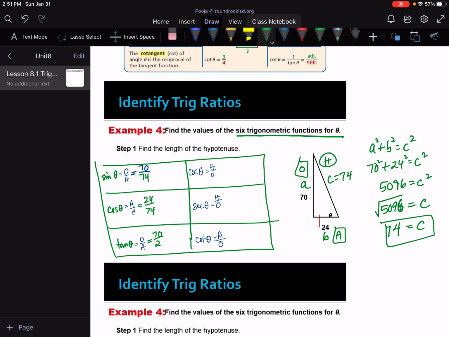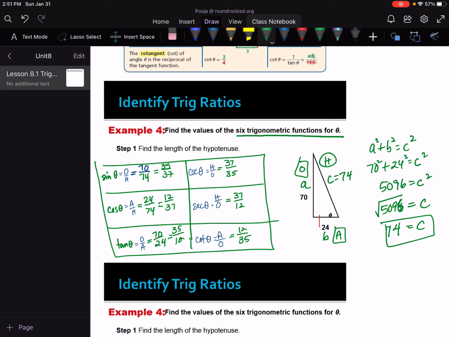70 over 24. And then we flip-flop them. However, before we do that, make sure this is simplified. Now, simplification doesn't necessarily mean change it to decimal. You just have to simplify. They both go into 2. 35 over 12. Now that I have these three, all I have to do is get their reciprocals, and I have found the other 3 trig functions as well.